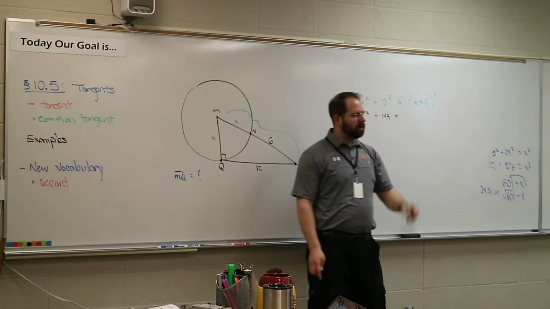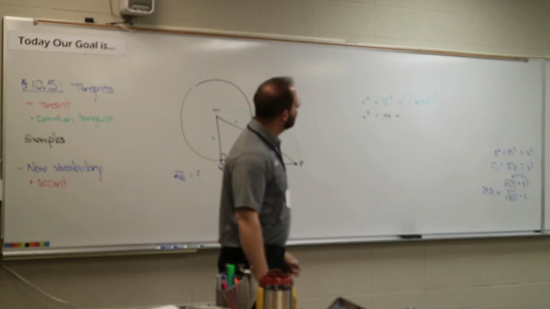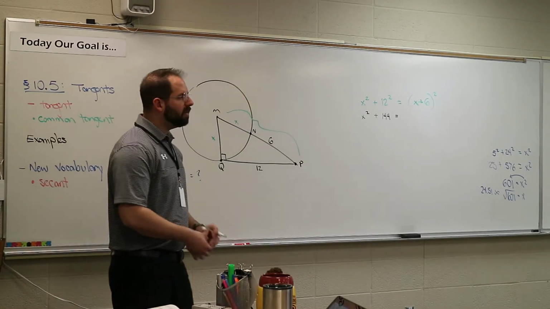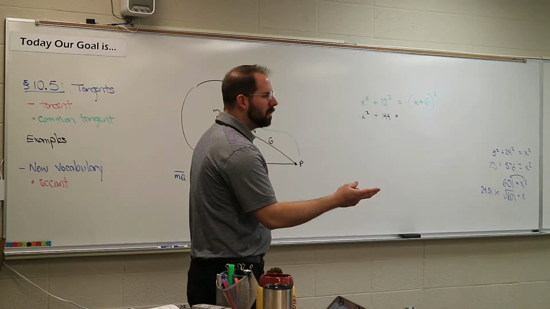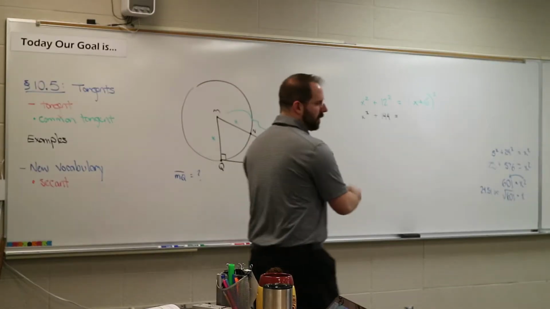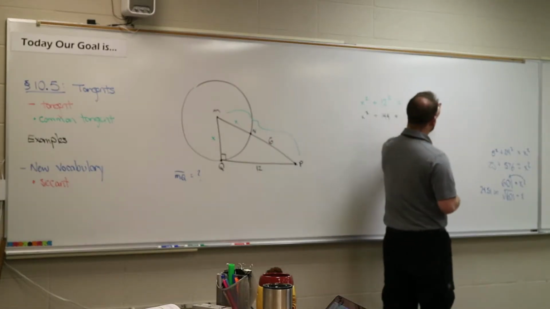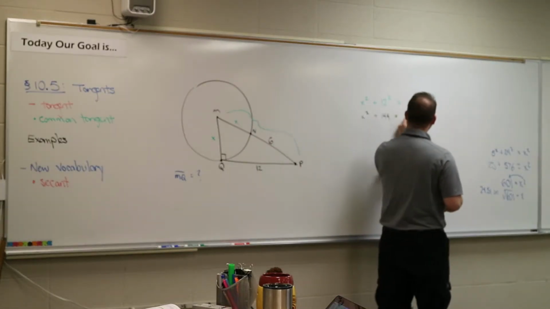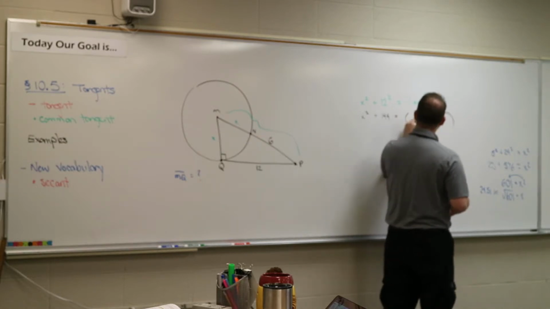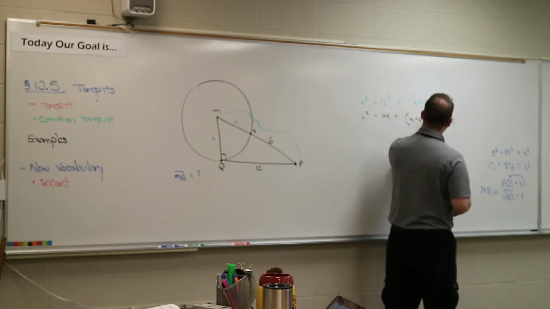No, you don't distribute. You don't put the 2 through. What does the power 2 actually mean? Yeah, you multiply the parentheses times itself. So that's what power 2 means. You don't distribute. It means that you actually have 2 of them being multiplied together.